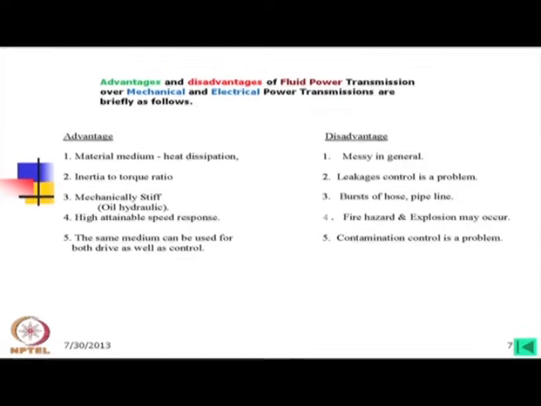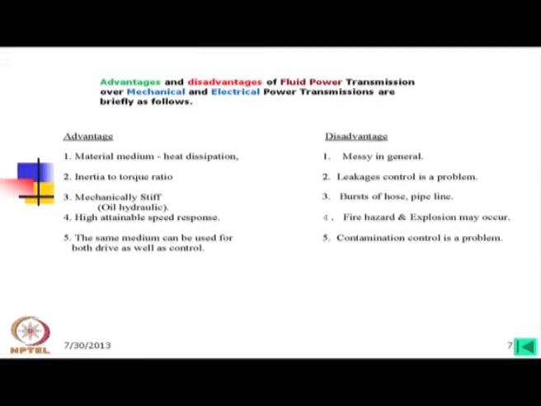Now, we should look into the advantages and disadvantages of fluid power transmission over mechanical and electrical power transmission. Briefly, the first advantage is the material, medium and heat dissipation. Heat can be dissipated easily through the body because the fluid is spread all over the cavity inside.